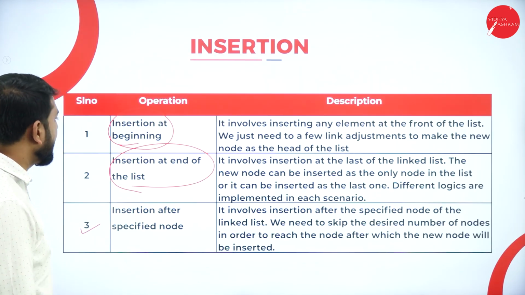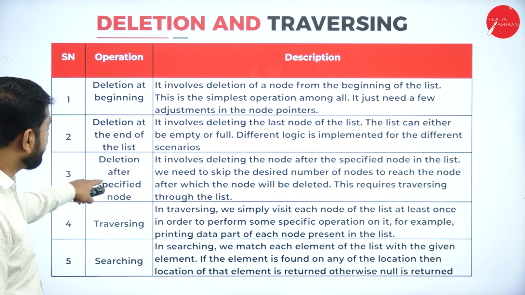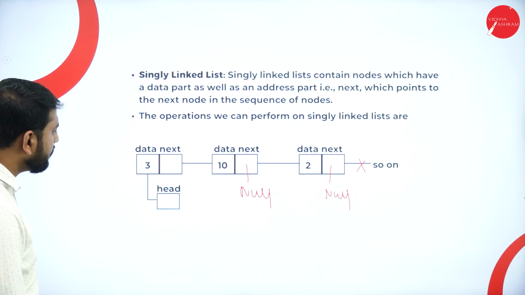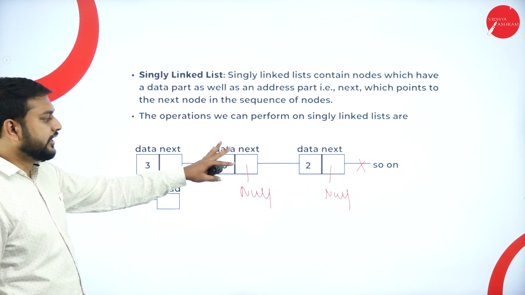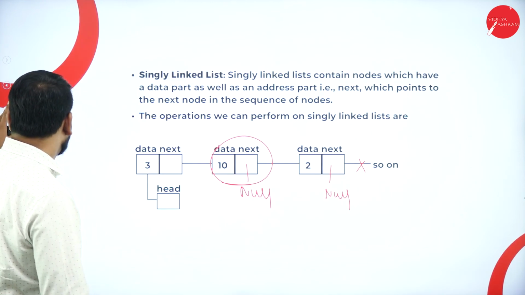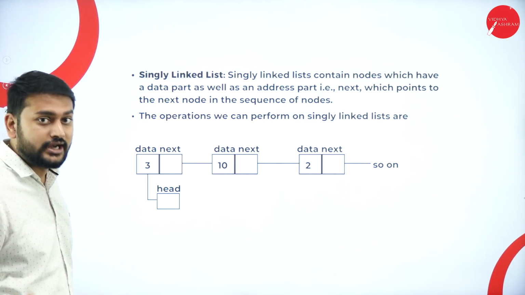What is the next thing that I have? So let's check. Delete after a specified node. It's very simple again. Okay, let me show you. So imagine I need to delete this. After this, I need to delete this. How do I delete that? Let me just show you. What is the logic that I should remember?